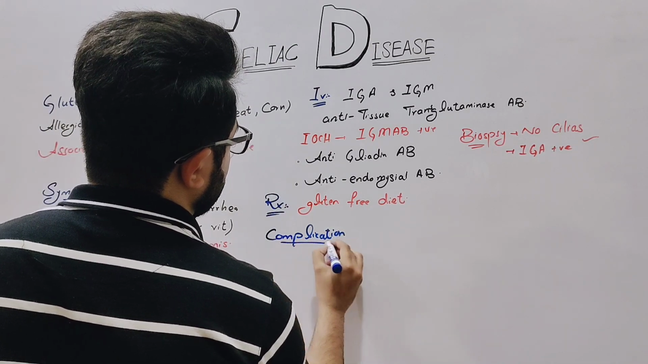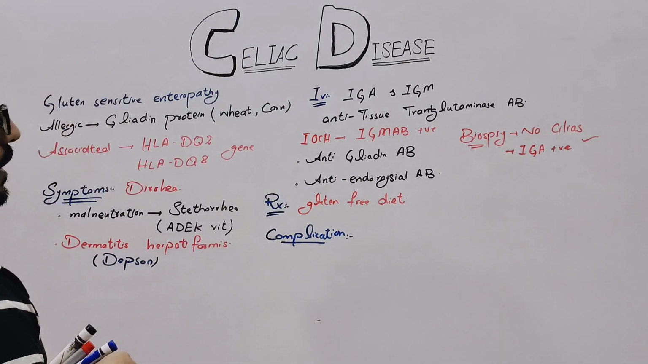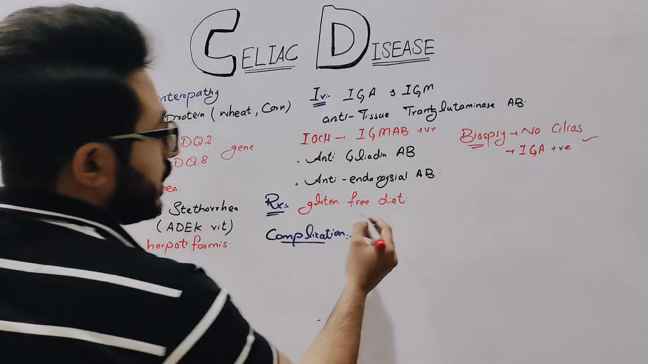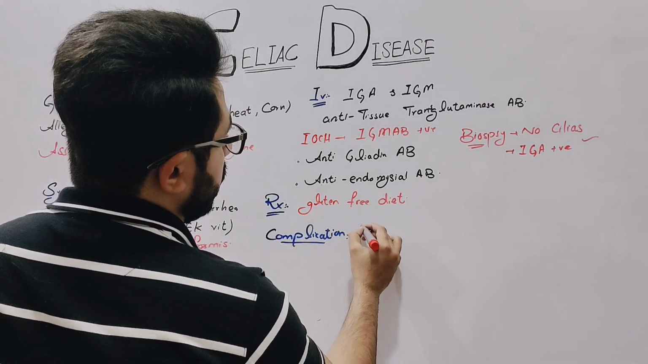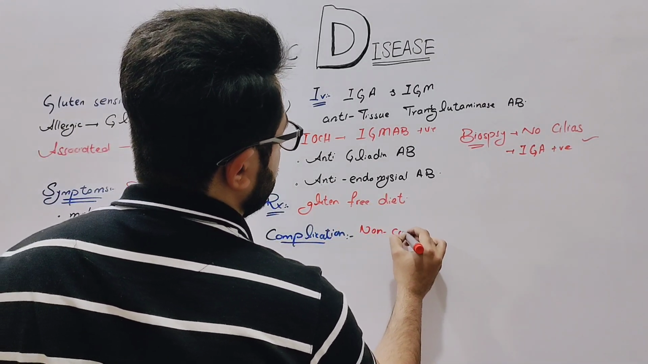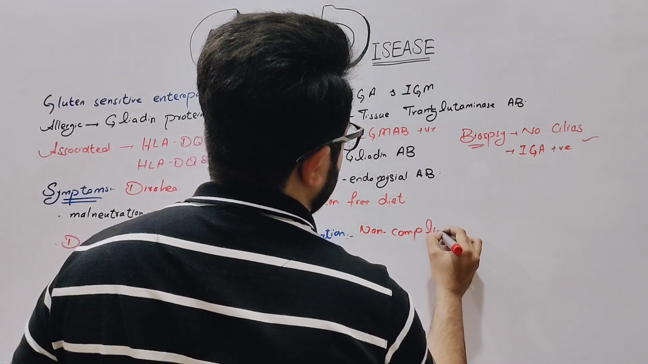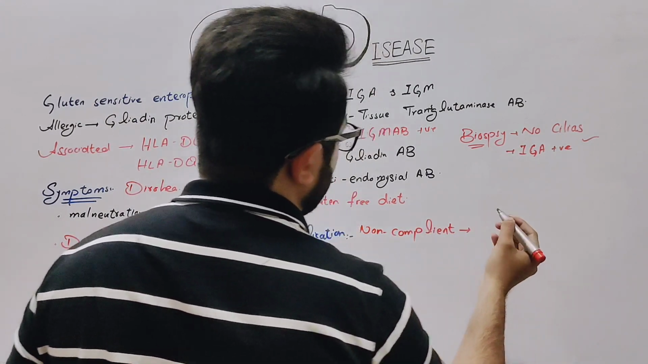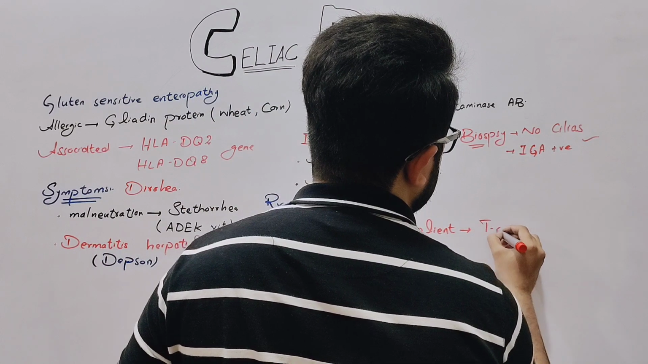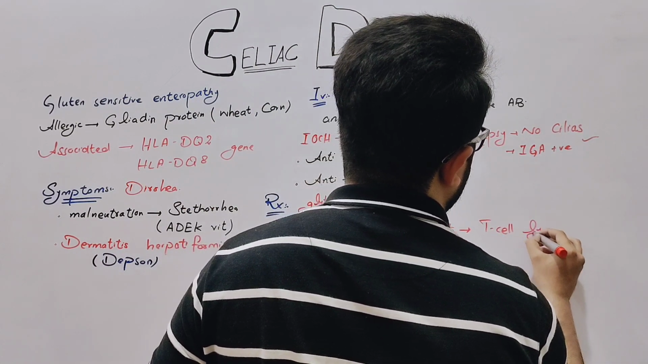You should remember this for MCQs: what is the complication of celiac disease? The non-compliant patients will be prone to T cell lymphoma.